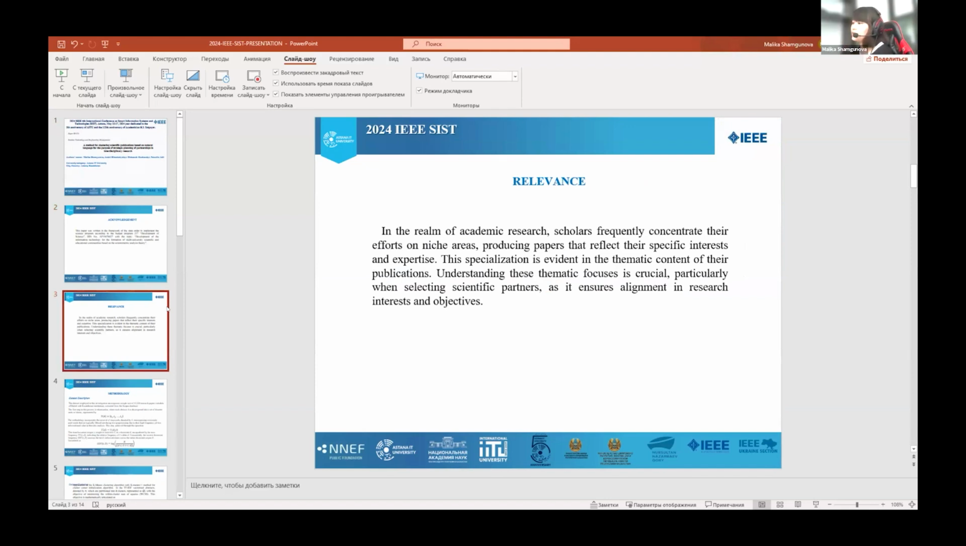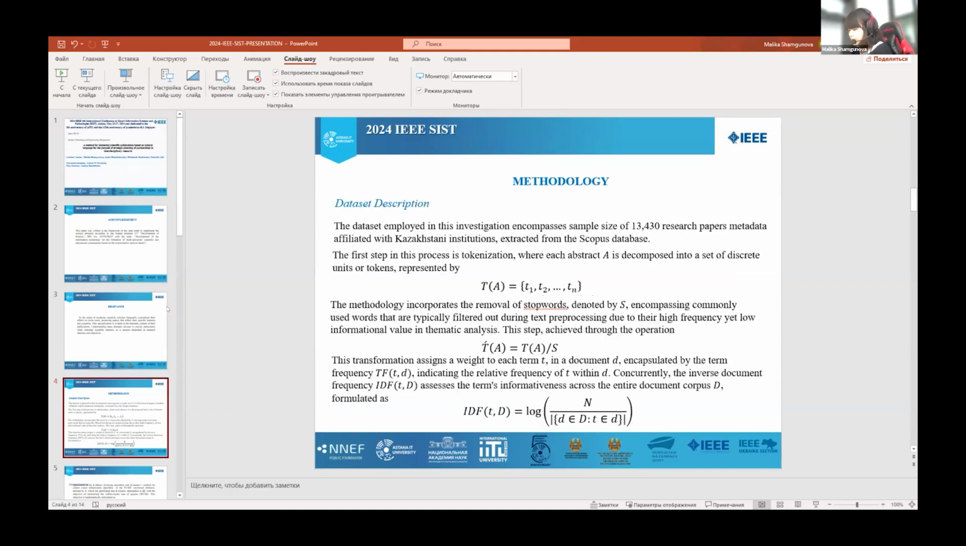And the relevance of the paper is that in the realm of academic research, scientists would like to focus on their niche areas, producing research papers of their interest, and it is evident that it is needed to find the thematic content of their research publications, because it is crucial when researchers want to select scientific partners. They want to do research in similar research areas.